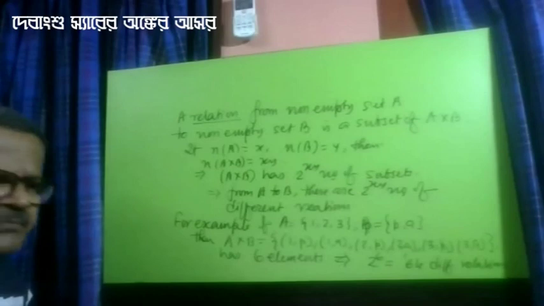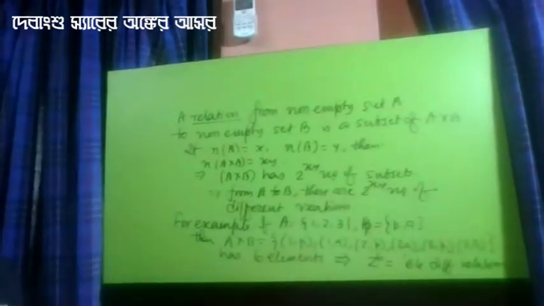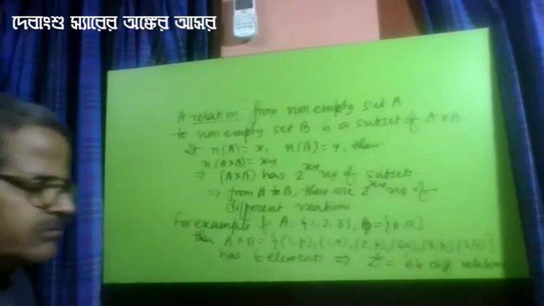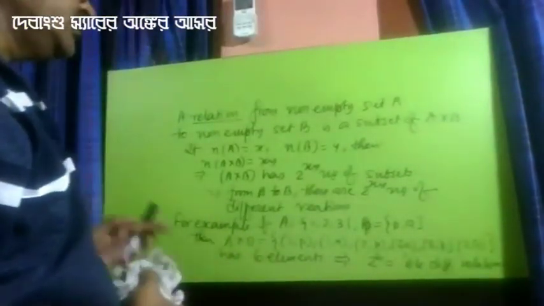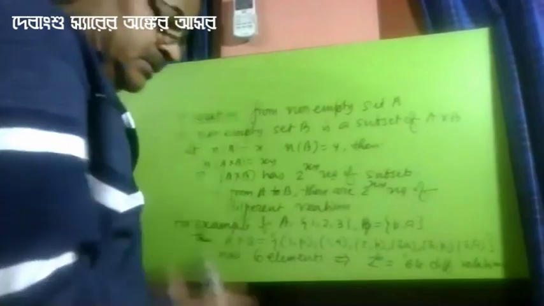Obviously, also from B to A, just the ordered pairs will be changed. In place of 1P, we will write P1, Q1, P2, Q2, then it is from B to A. Now, I will ask you to give me any of the subsets. How can you construct a subset of this? You choose at random any number of elements from this.